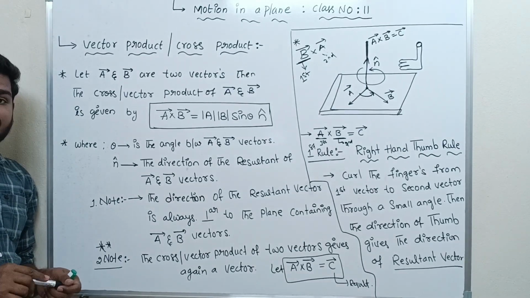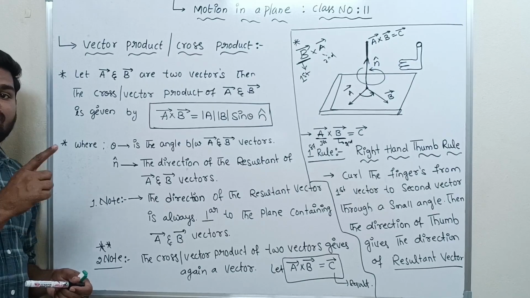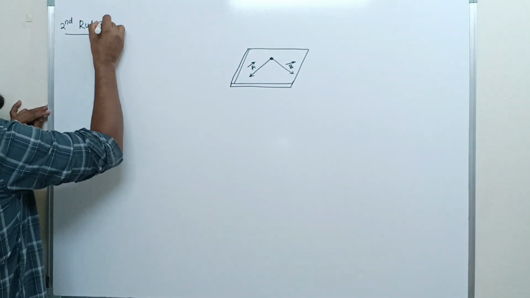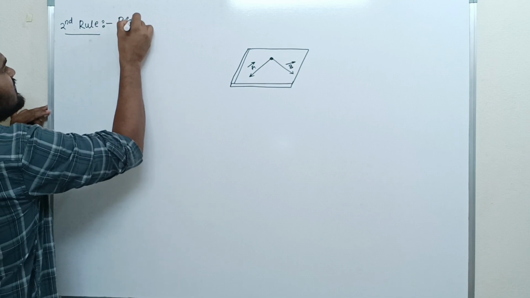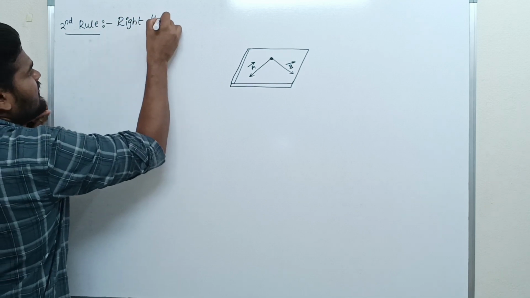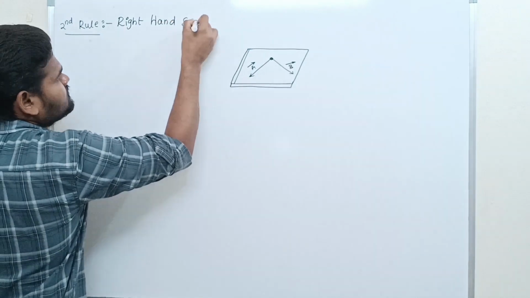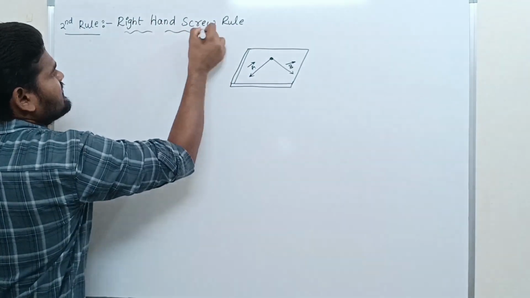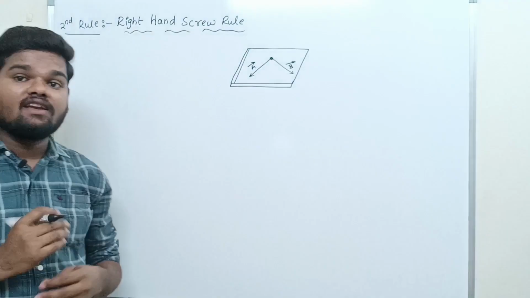3, 2, 1, go. So the second rule is the right hand screw rule. What is that? Right hand screw rule. So what is the meaning of the right hand screw rule? How does it give the direction of the resultant vector?